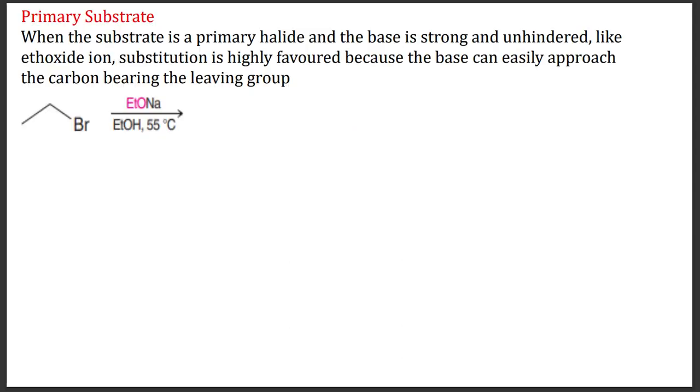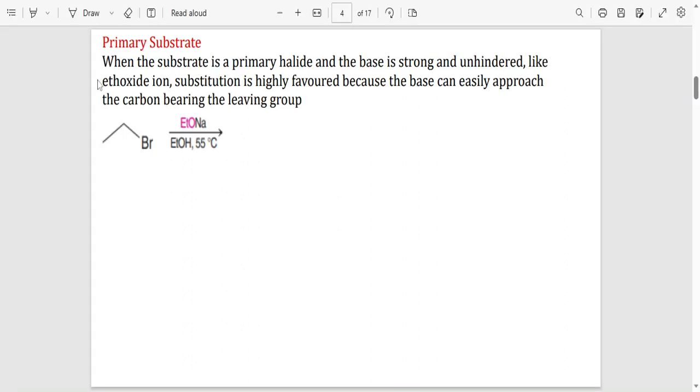So let's compare SN2 reactions and E2 reactions, starting with a primary substrate. A substrate is just a compound that contains the leaving group. So what is going to happen when you have a primary substrate and you are using a strong and unhindered base or unhindered nucleophile? What we mean by unhindered is that it doesn't have a lot of atoms in the way. For example, ethoxide only has two carbons.